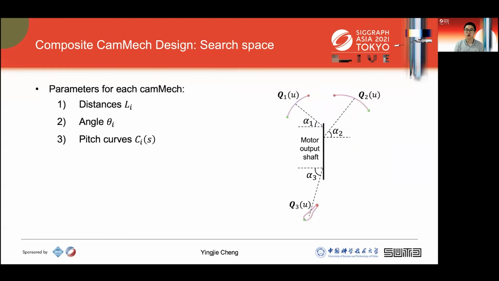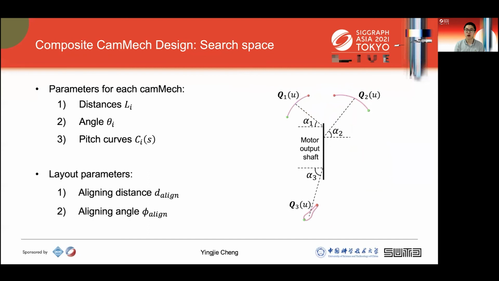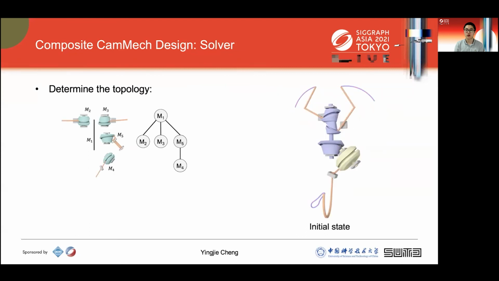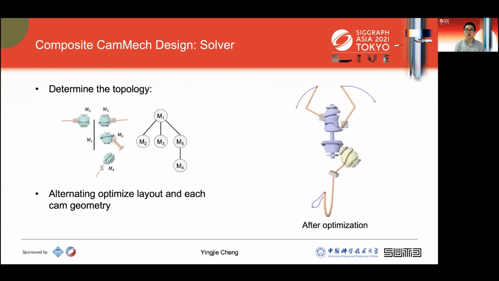The search space includes parameters for each CamMech and layout parameters among connected CamMech. To design composite CamMech, we need to determine the topology first, and then alternately optimize the layout and each cam geometry. Please refer to our paper for more details. Here is the optimized result. The scorpion swings its tail to attack.